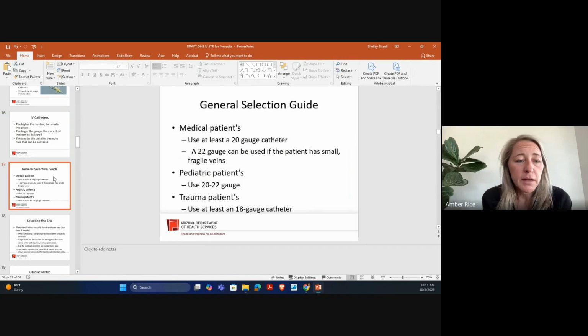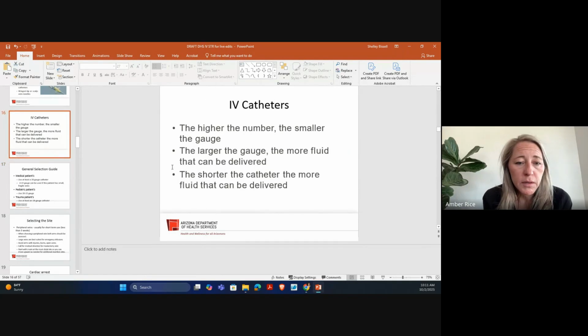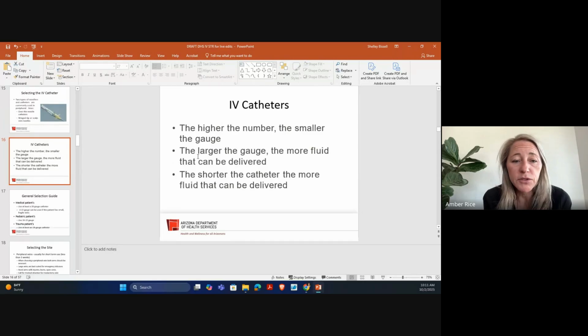I would say maybe on that last one, Shelley, if you go back up one, the shorter the catheter, the faster the fluid can be delivered, maybe.